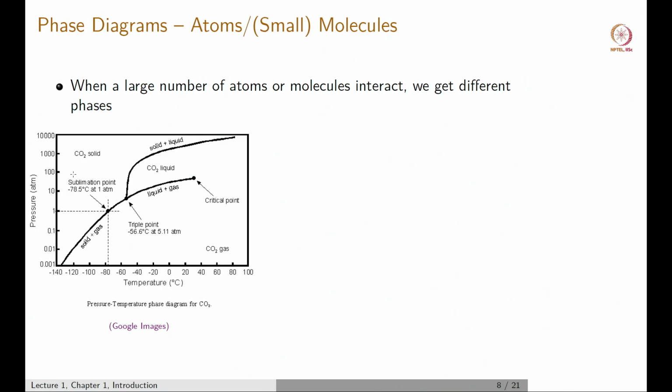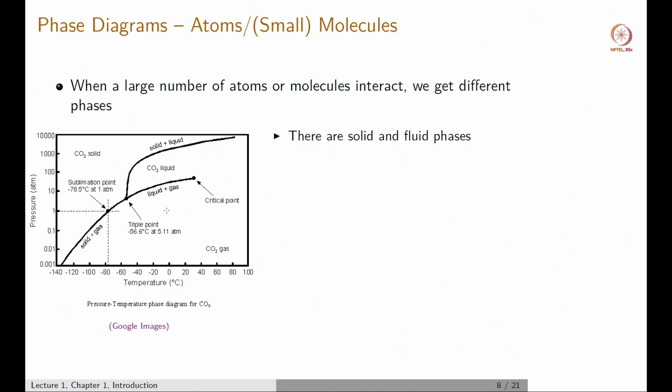And if you are at atmospheric pressure, you heat solid carbon dioxide, it will go into the gas phase. As you know, carbon dioxide sublimes, as we say from high school physics. And you have these three phases: the solid carbon dioxide, the liquid carbon dioxide, and the gaseous carbon dioxide.